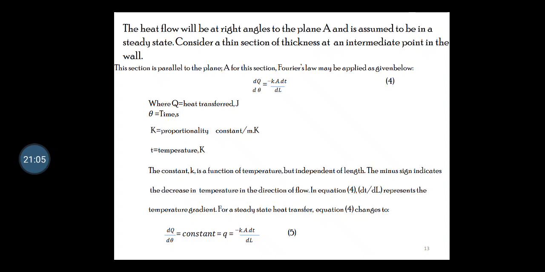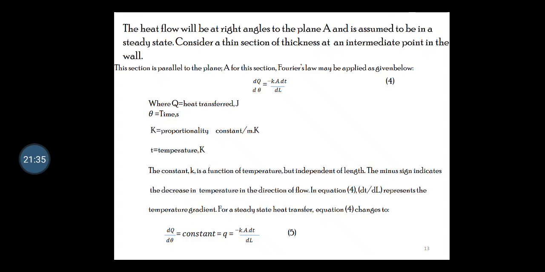theta is your time, k is your proportionality constant, t is your temperature, and the constant k is a function of temperature but independent of the length. So the minus sign indicates the decrease in the temperature in the direction of flow. So dt upon dl represents the temperature gradient.